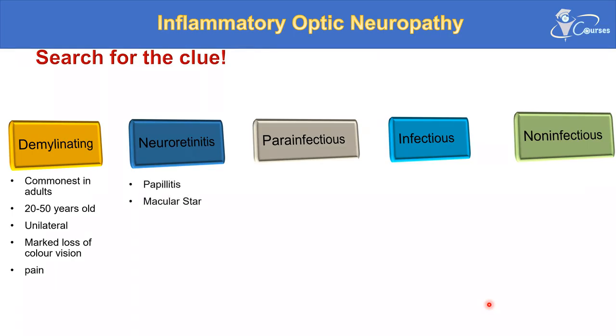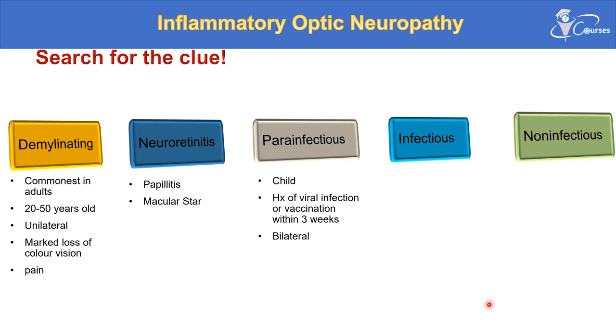Neuroretinitis presents with papillitis and the macular star. There are a lot of causes for neuroretinitis, such as multiple sclerosis and cat scratch disease, and we will discuss it also in the uveitis.